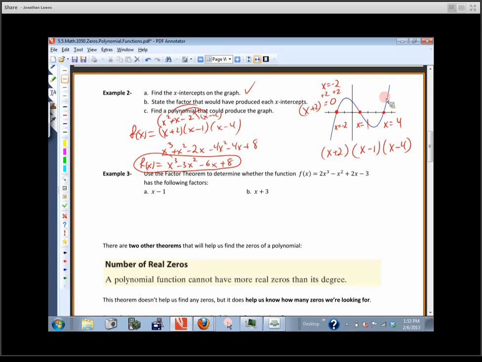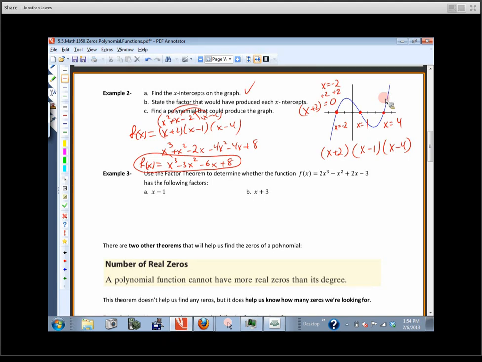How many turning points can a degree 3 polynomial have? Up to 2. It doesn't have to have 2, but it can have up to 2. What's the multiplicity of every one of these zeros? 1. So at every one of those zeros, it should cross. Cross here, cross there, cross there. Everything's good, matches up with what we went over yesterday.